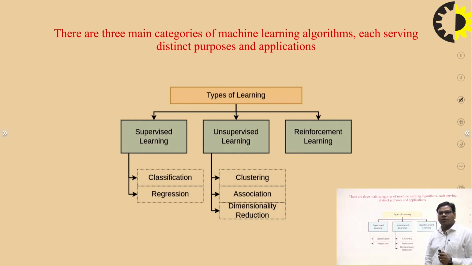Now if we talk about the types of learning, we can distinguish three main categories. It could be supervised, unsupervised, or reinforcement. Further, supervised can be categorized into classification and regression.